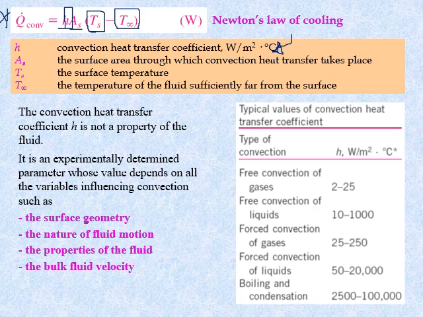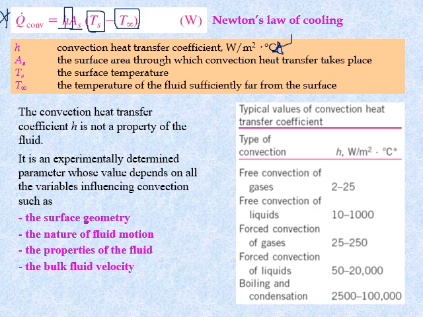We are interested in the H value in this convection heat transfer. AS is the surface through which convection heat transfer takes place, so the surface area of the body that has high temperature. TS is the surface temperature. T infinity is the temperature of the fluid sufficiently far from the sphere, which is the surrounding temperature. You can assume it to be something like this.